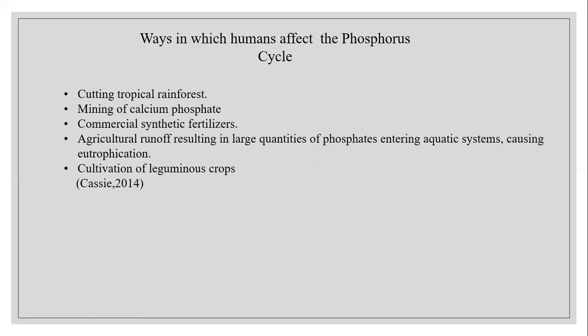Third one, commercial synthetic fertilizers. Agricultural runoff results in large quantities of phosphate entering aquatic systems, causing eutrophication, as does the cultivation of leguminous crops. Transporting fertilizers, animal feeds, agricultural crops, and other products alters the global phosphorus cycle, causing phosphorus to accumulate in the soil, increasing phosphorus levels. The soil then elevates the potential of phosphorus runoff to the aquatic ecosystem. I will now hand you over to my colleague.